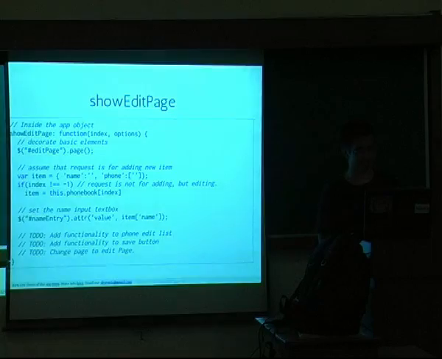So first thing, again, decorate the basic elements by saying hash edit page dot page, and assume that the request is for adding a new item. That means I create a blank item, and if index is not -1, I just pick it up from the phone book. So this way it works seamlessly, regardless of whether you're actually trying to edit it or create a new one. And it sets the name input text box. So all you're doing is saying hash name entry, and you're setting the value as this. This is all very straightforward.